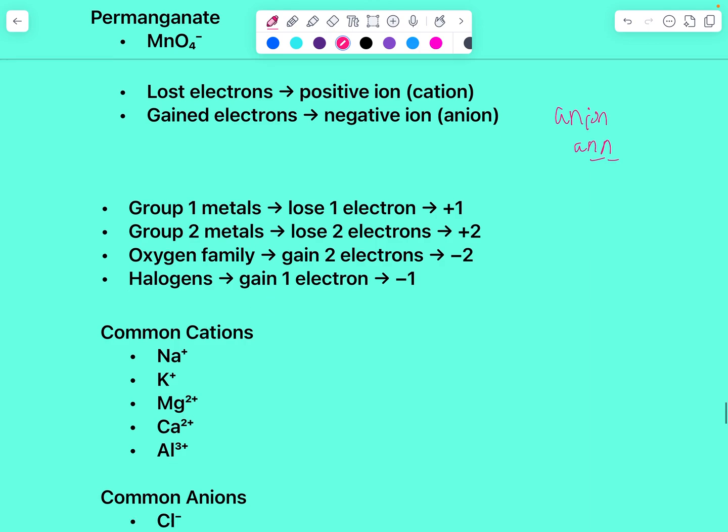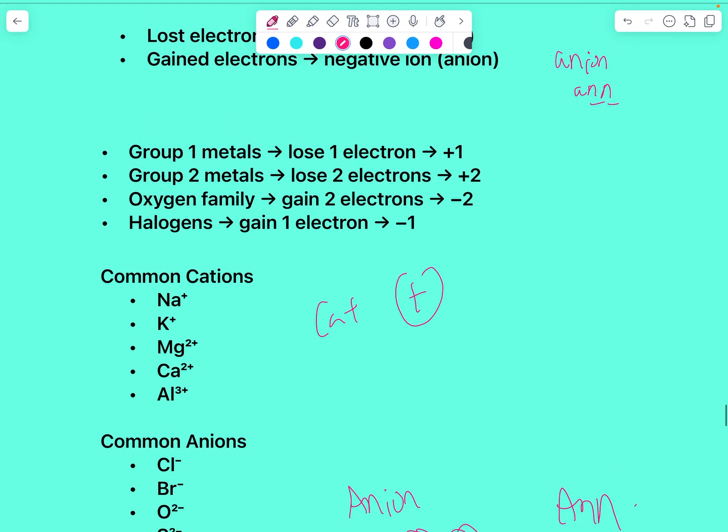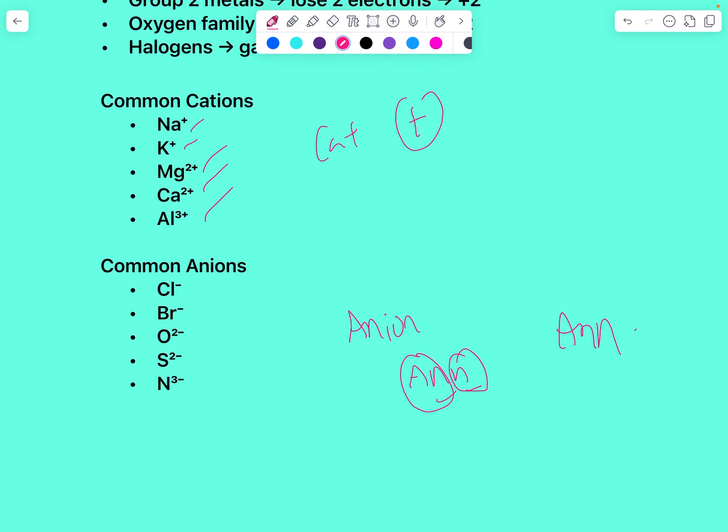All right. So common cations: are cations positive? Yeah, cats are positive. We love cats, right? And anions are negative, right? And this stands for anion, negative. So sodium, potassium, magnesium, calcium, aluminum, that's all cations because they're positively charged. Anions are all negatively charged. So chlorine, bromine, oxygen, sulfur, etc. These show up constantly. If you recognize these early, chemistry gets easier.